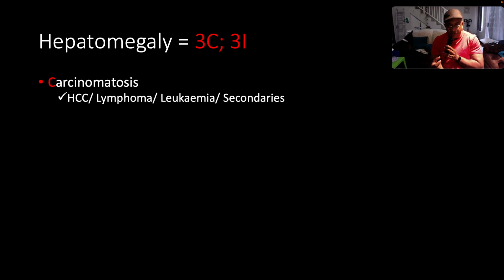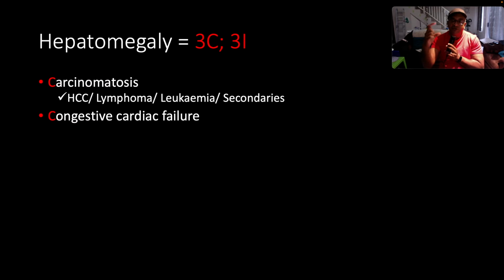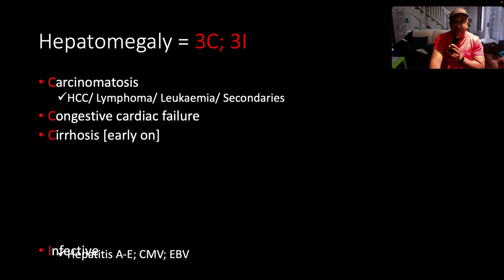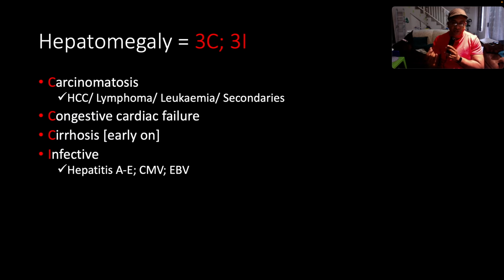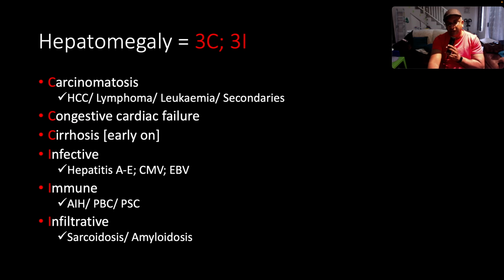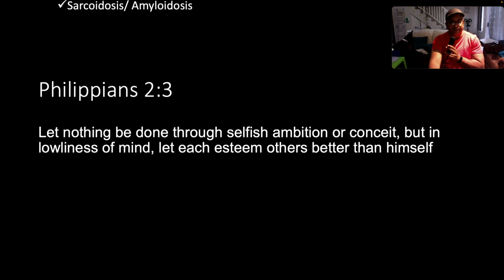C for carcinomatosis, speaking to hepatocellular carcinoma, lymphoma, leukemia, or maybe secondaries to the liver. C for congestion from cardiac failure. C for cirrhosis, but early on. Classically, cirrhosis gives you a small shrunken liver, but in the early phases, it can be large. I stands for infections in the way of hepatitis A through E, Epstein-Barr, and cytomegalovirus. I for immune, in the way of autoimmune etiologies: autoimmune hepatitis, primary biliary cholangitis, primary sclerosing cholangitis. And then I for infiltrative issues like sarcoid and amyloid. This is in the context of isolated hepatomegaly. We're going to be talking about hepatosplenomegaly in another video.